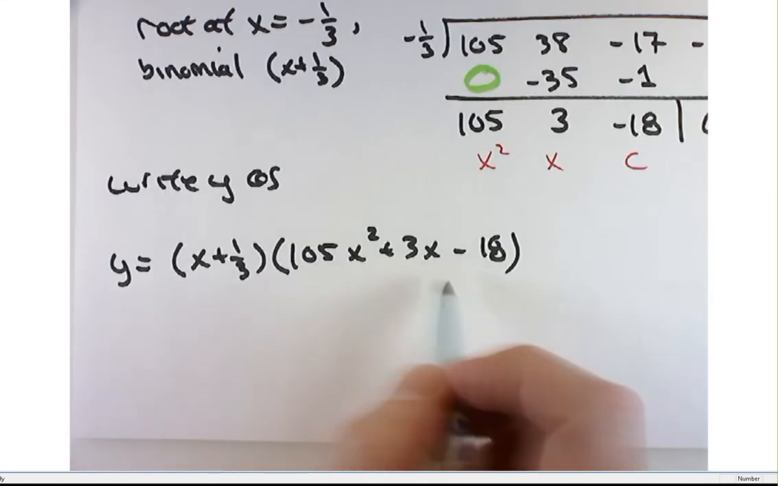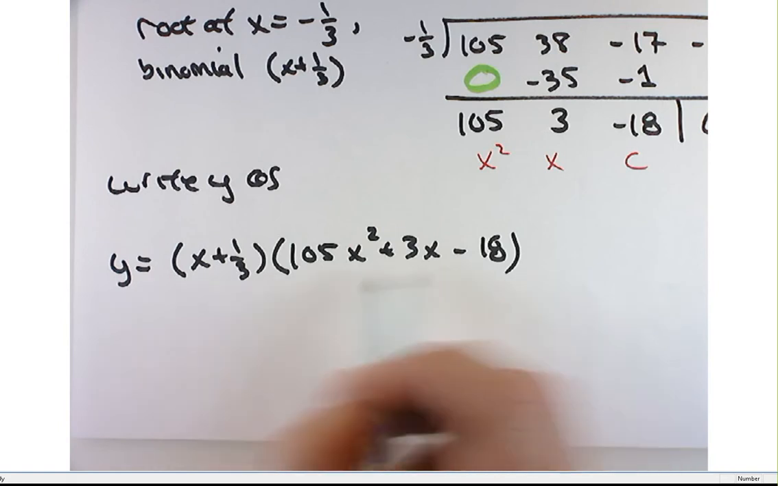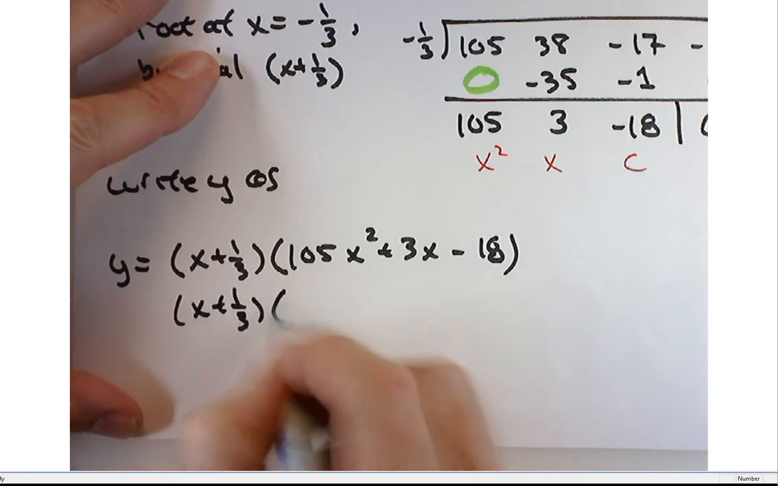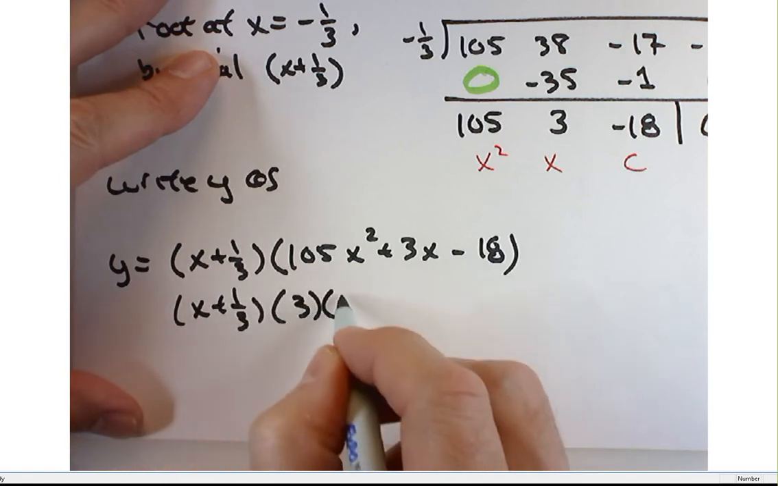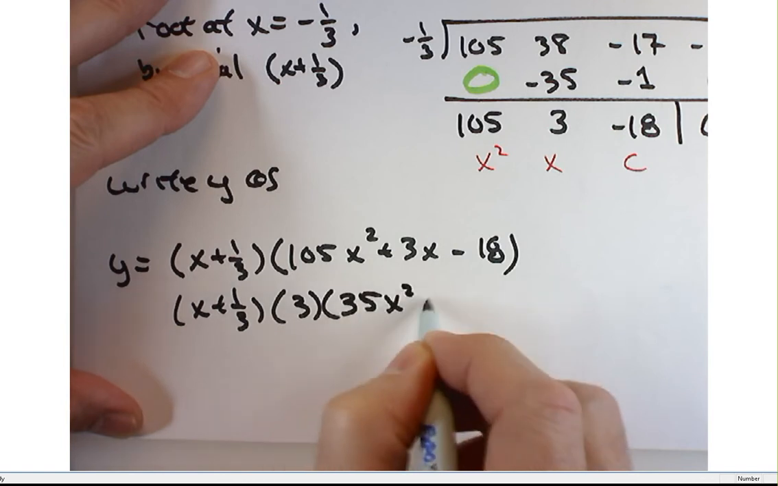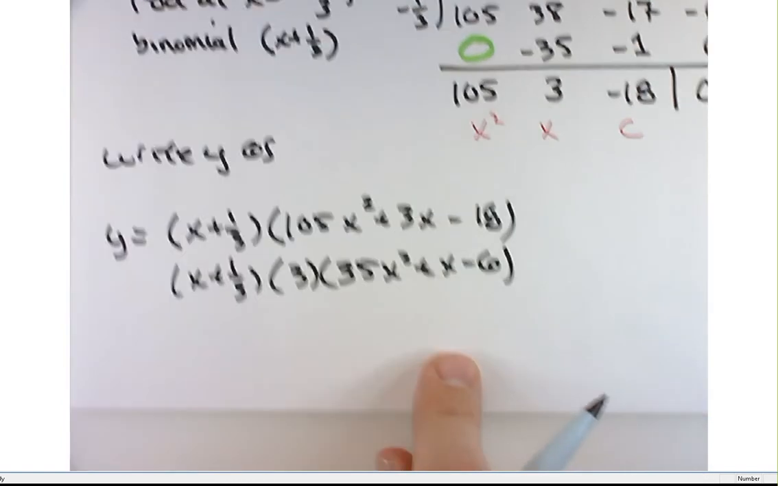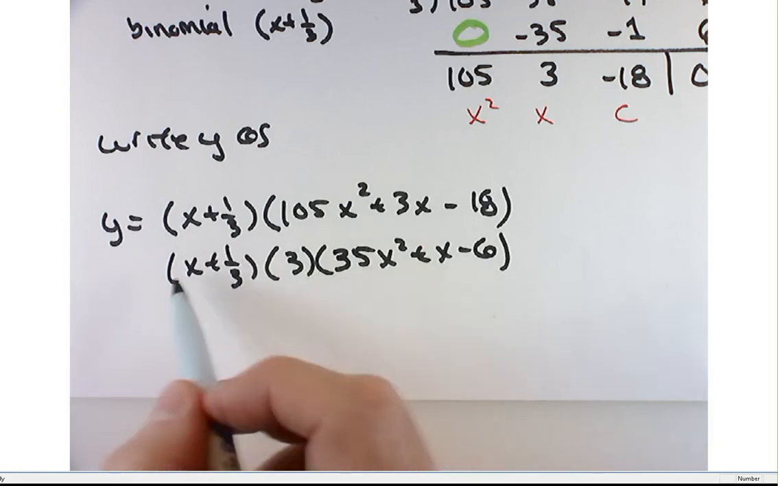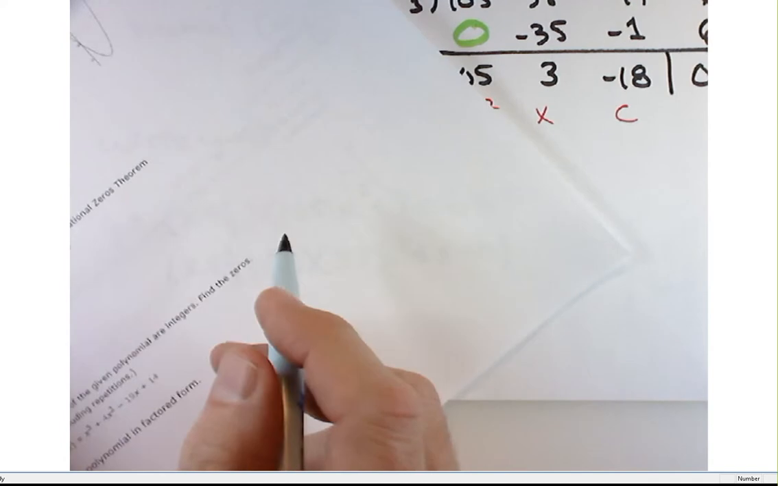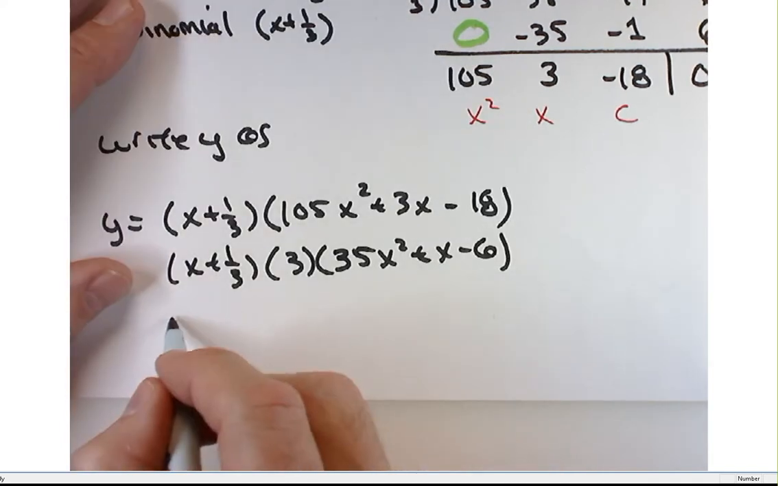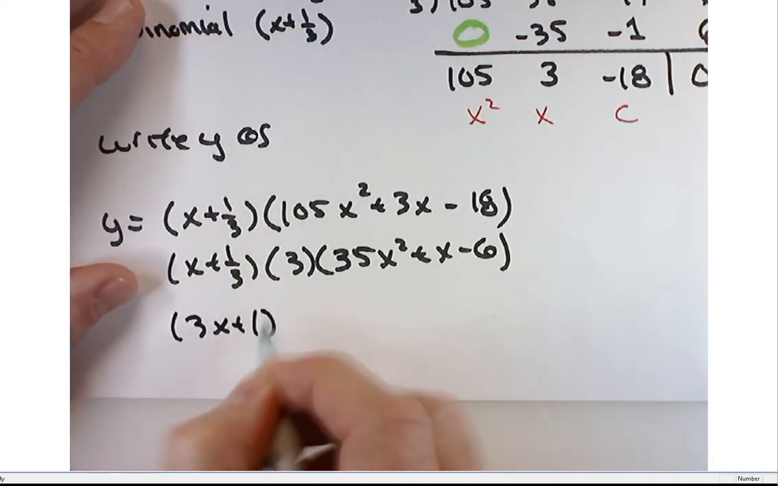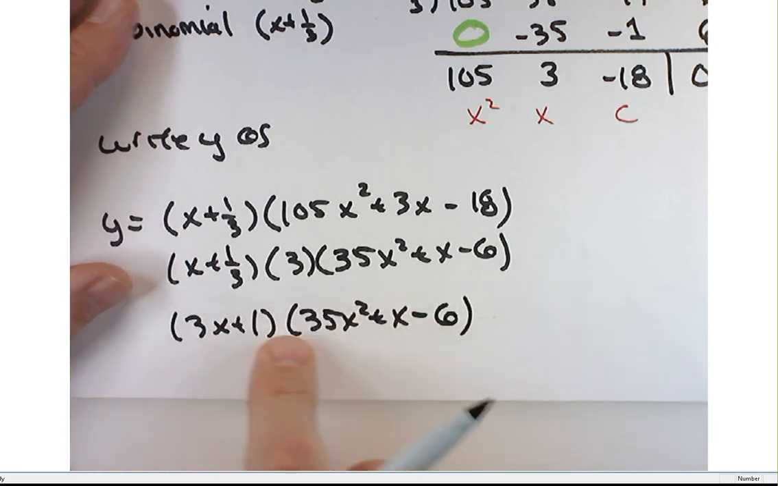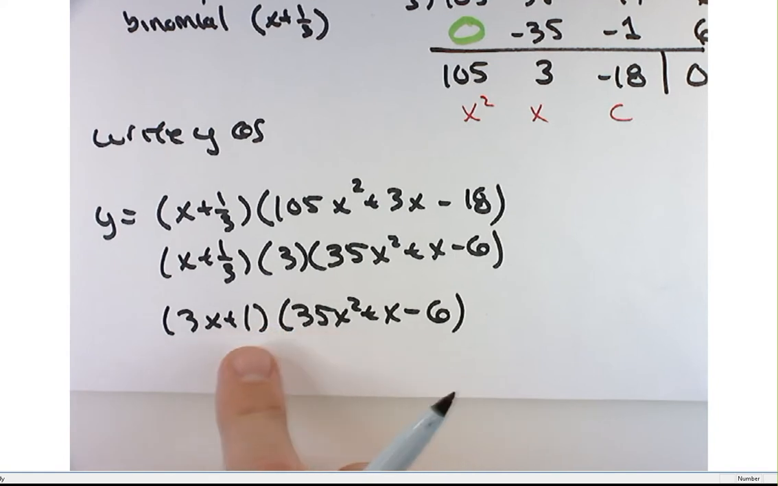But we're going to be a little bit more clever than that. First of all, you might notice that in here there's a common factor of a 3. x plus 1/3. So I'm going to factor out that 3. That's going to leave behind 35x squared plus x minus 6. And now I'm going to distribute that 3 to this binomial out in front. And that binomial out in front is going to look different, but it's still going to have the same root at negative 1/3. You don't have to do that. It just looks better. You don't have fractions to deal with.